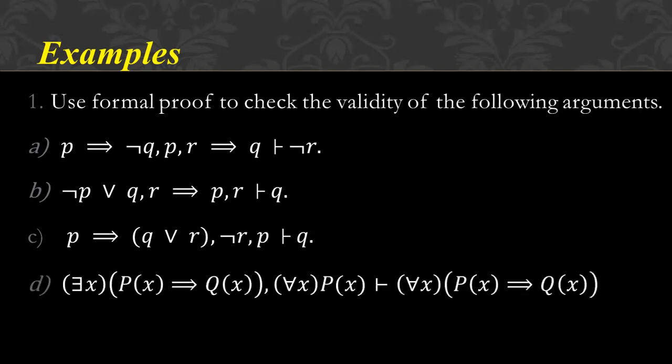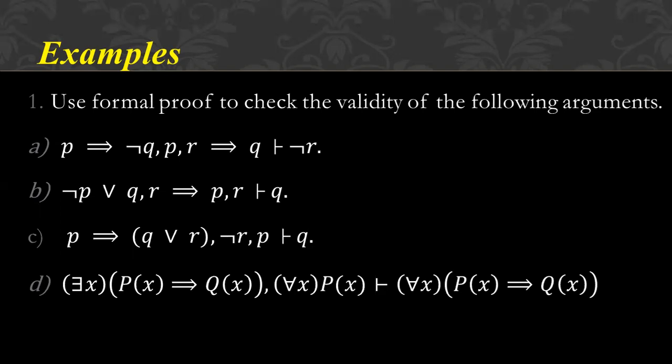Second one is a special example, which contains quantifiers. There exists at least one x, P of x implies Q of x, first premise; for every x, P of x, second premise; and the conclusion is for every x, P of x implies Q of x.